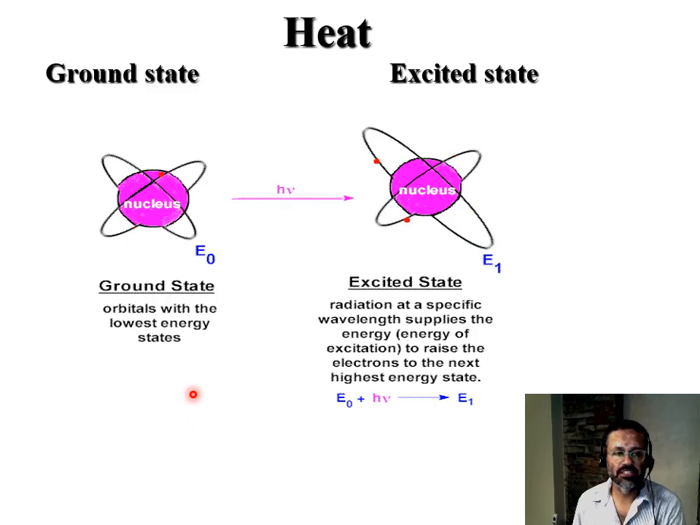Over here you can see this is a ground state, where this is a normal space where you have the electrons going around the orbitals with the lowest energy state. And as they get more excited, you have radiation at a specific wavelength that supplies the energy to raise the electrons to the next highest energy state.